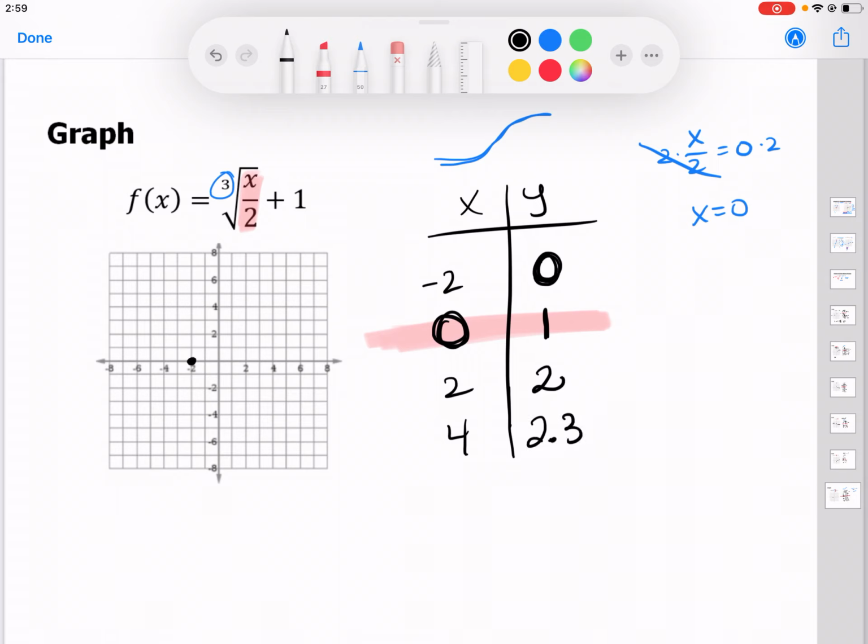And then I'm just going to plot those. So negative 2, 0, 0, 1, 2, 2, 4, 2.3. And just draw the scoliosis looking. That looks kind of horrible, so I'm going to fix that. So I said scoliosis, I meant stretched S. That wasn't that much better, but I tried. Okay, so there is your stretched S graph, and that is how you do it.